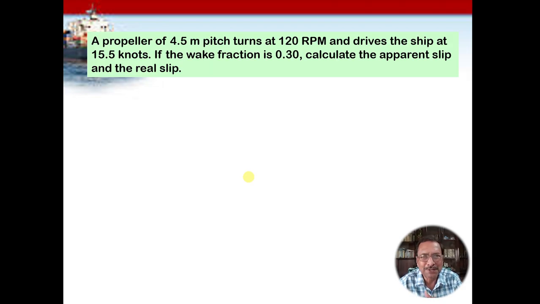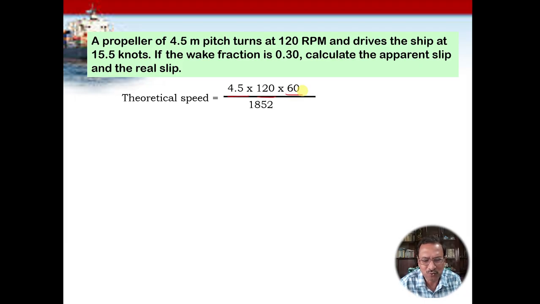Now let us do a simple numerical. A propeller of 4.5 meter pitch turns at 120 rpm and drives the ship at 15.5 knots. If the wake fraction is 0.3, calculate the apparent slip and the real slip. So let us proceed. The theoretical speed, as we just saw, is pitch of the propeller into RPM into 60 divided by 1852. This gives us the theoretical speed as 17.49 knots. You may round it off to 17.5.